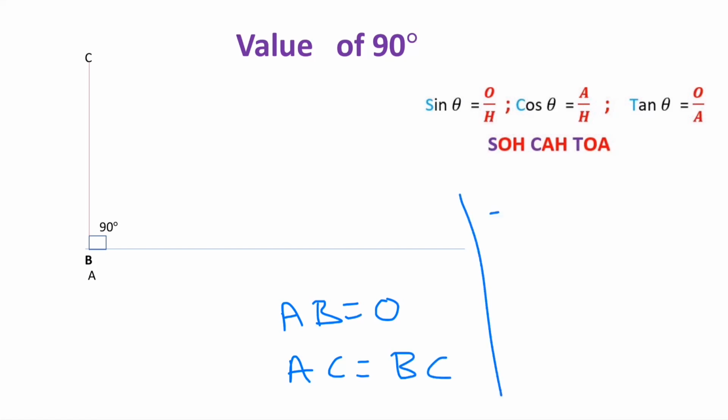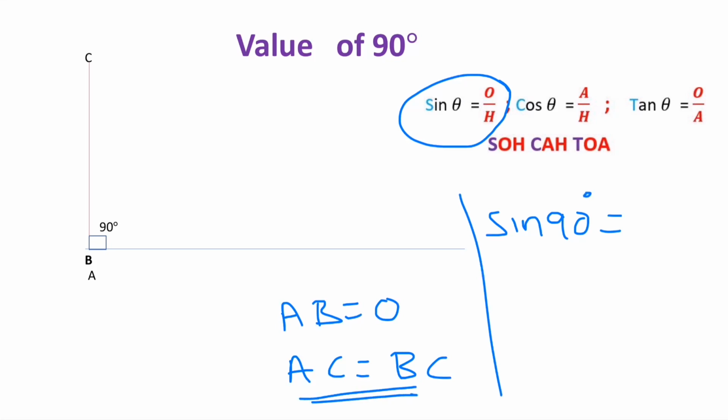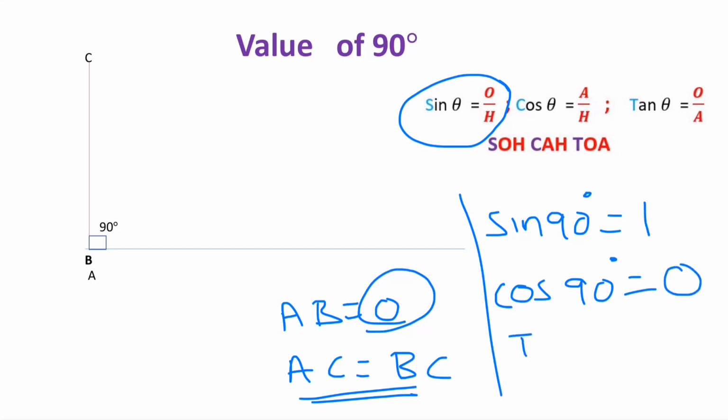So now we will find sin 90 degrees. We know that sin theta is opposite by hypotenuse. So opposite side and hypotenuse both are the same here, so that will be 1. And cos 90 degrees is adjacent side by hypotenuse. Adjacent side is 0, and 0 by hypotenuse is 0.